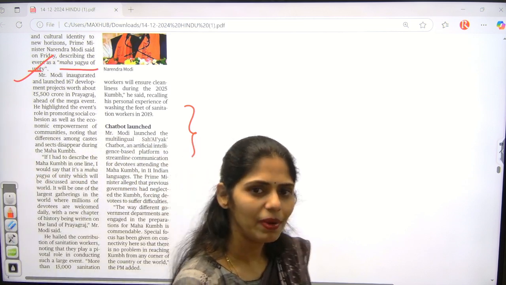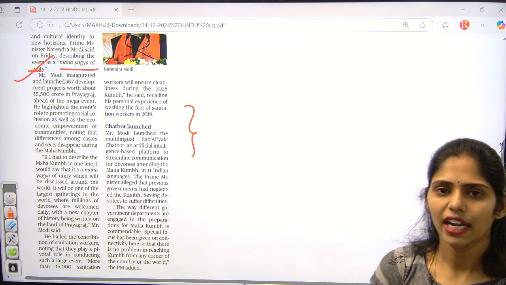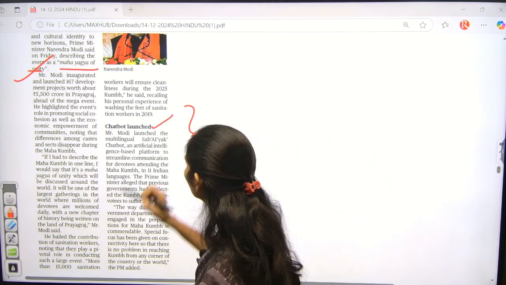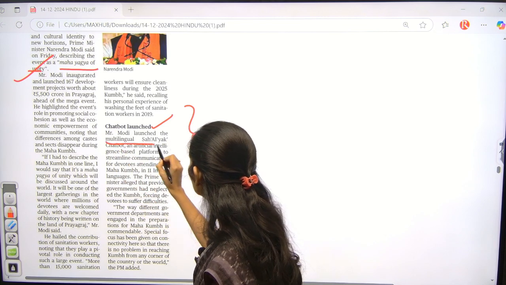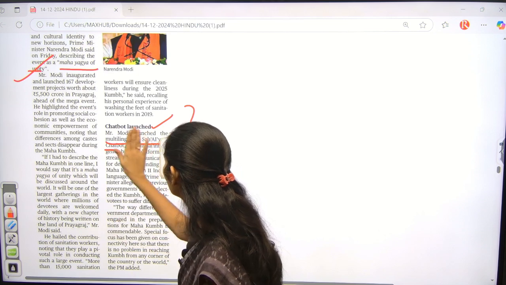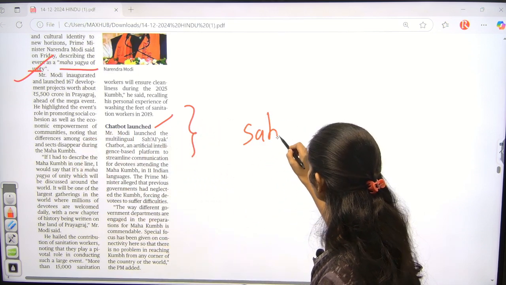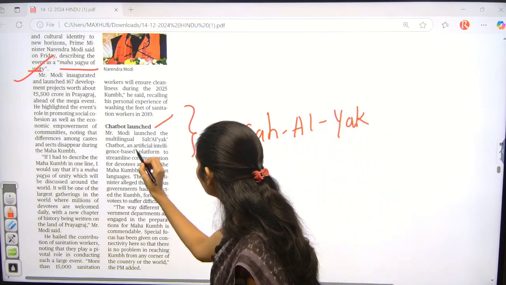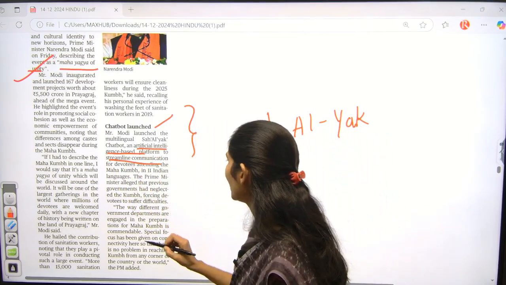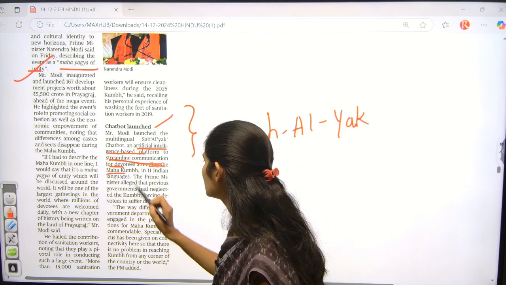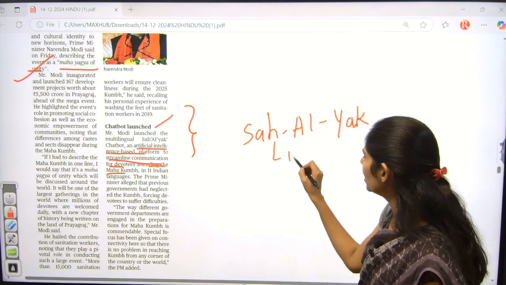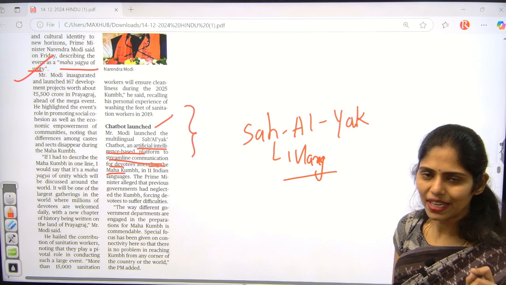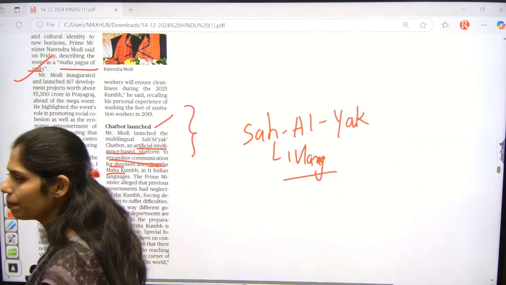That means crowd management will be very difficult, right? And even providing basic necessities for the people is also very difficult. Because of this, our Modi government launched a multilingual Sah'AI'yak chatbot. It is very important. It is an artificial intelligence based platform to streamline communication for devotees attending this Mahakumbh. And in this they included 11 languages, especially for providing basic necessities for the people and for proper crowd management.